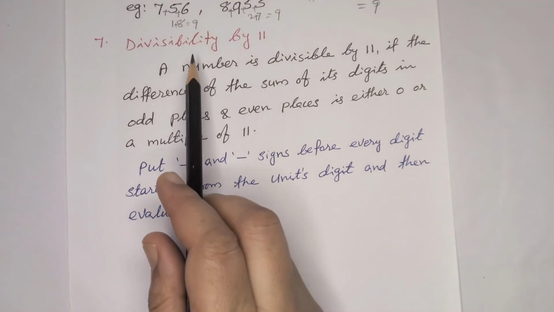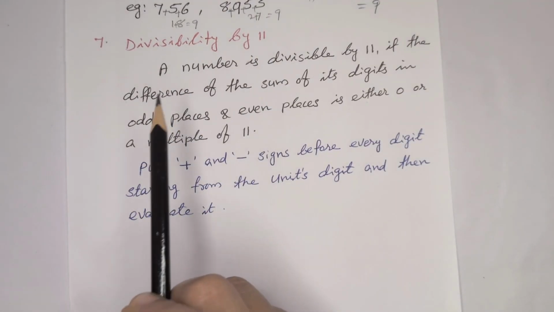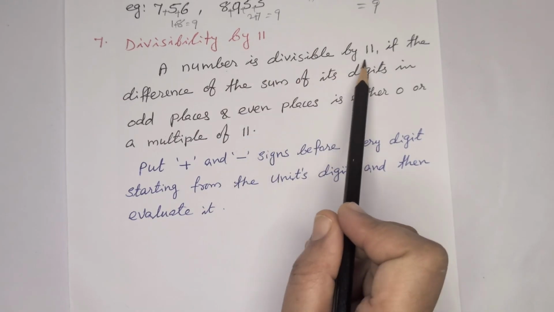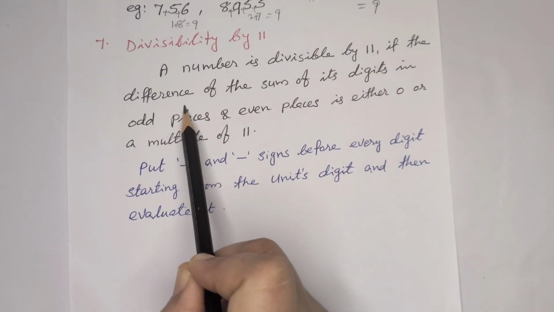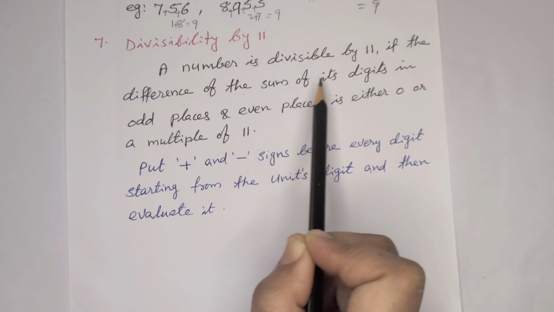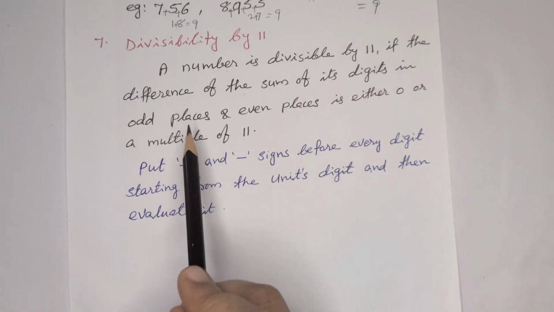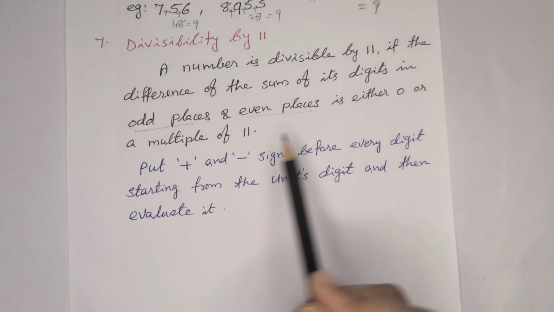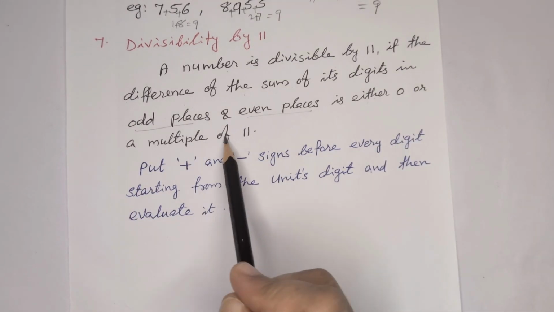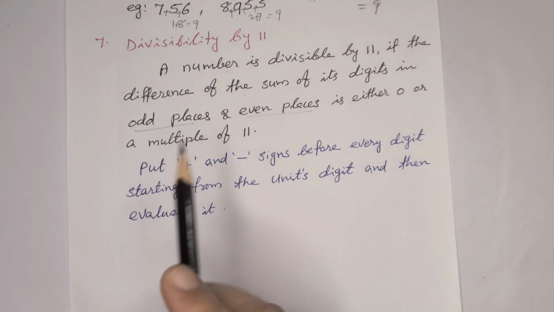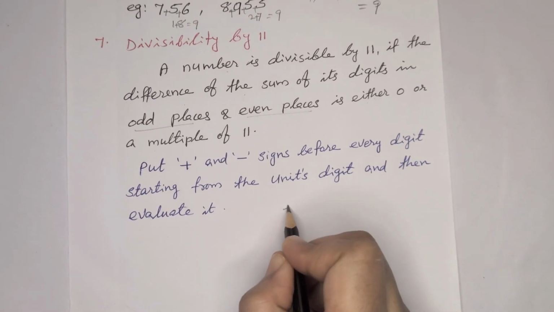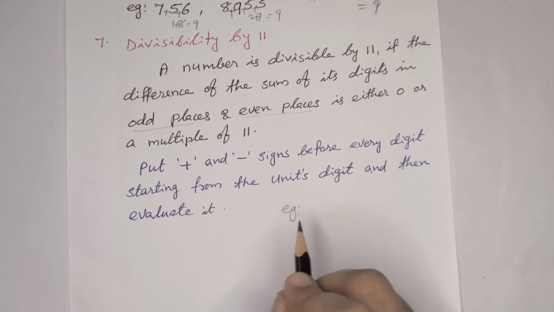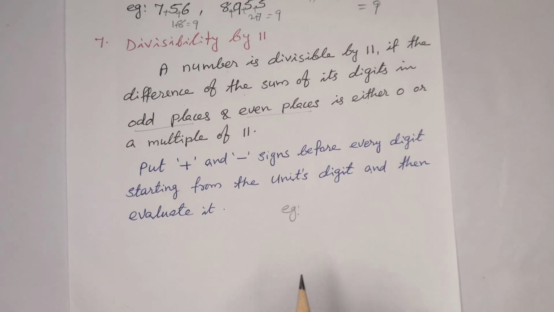Next one is divisibility by 11. A number is divisible by 11 if the difference of the sum of its digits in odd places and even places is either 0 or a multiple of 11. For that, as an example, we are taking a small number, 286.